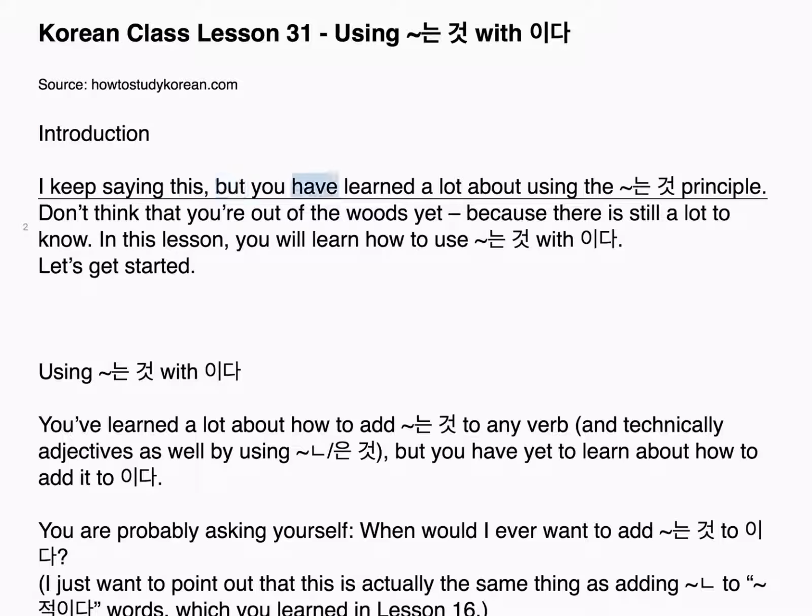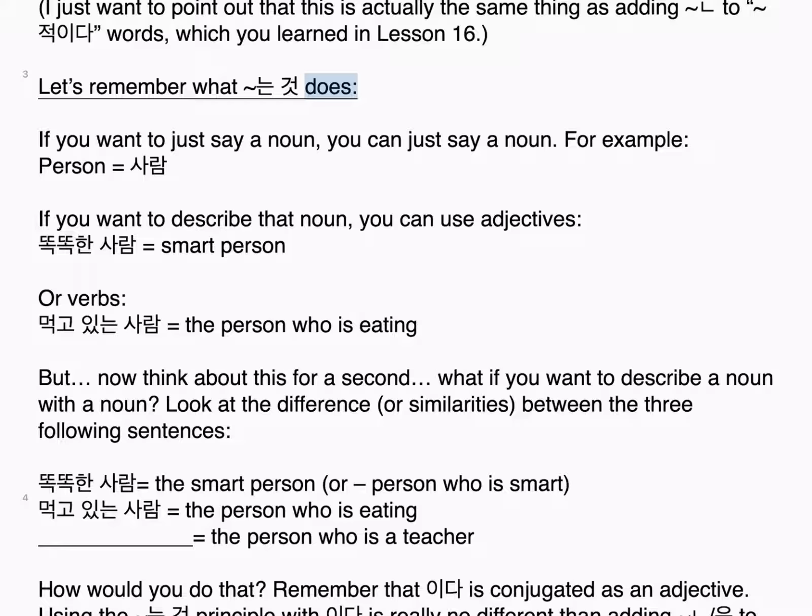Let's remember what 는 것 does. If you want to just say a noun, you can just say a noun. For example, person equals 사람. If you want to describe that noun, you can use adjectives: 똑똑한 사람 equals smart person, or verbs: 먹고 있는 사람 equals the person who is eating.